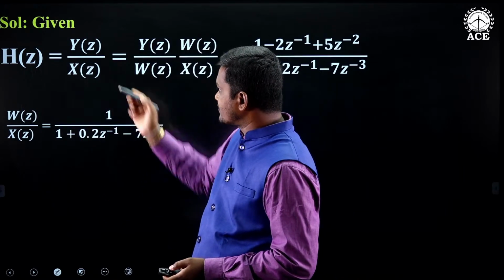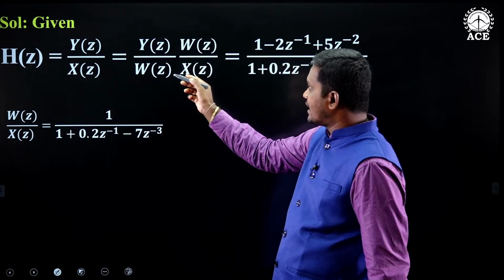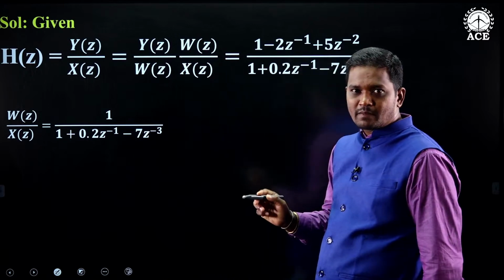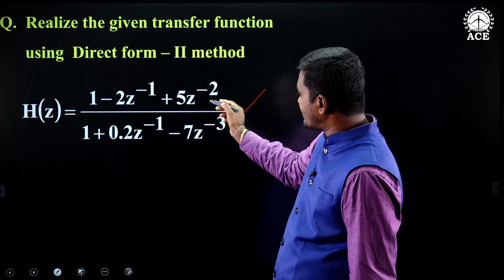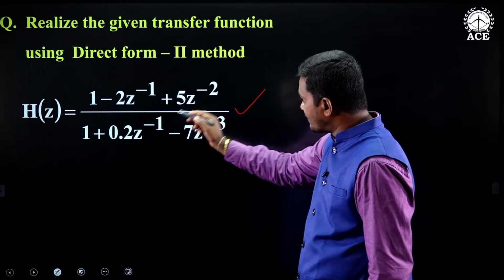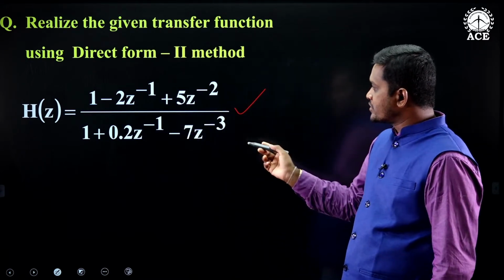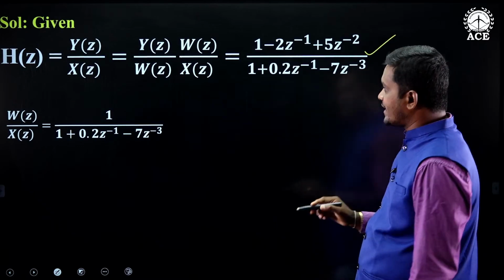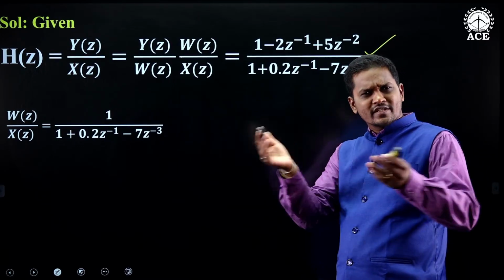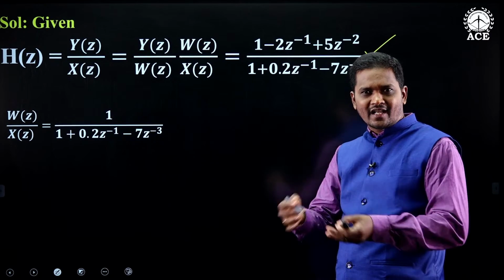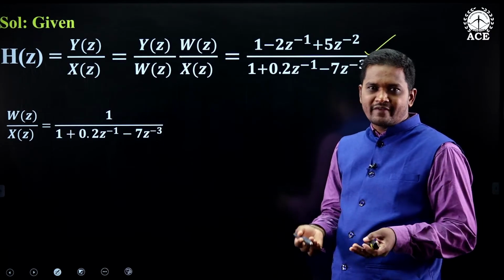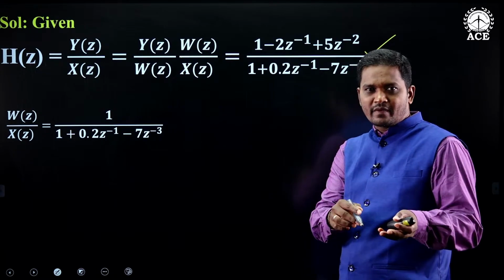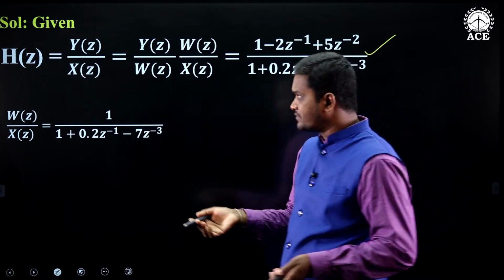H of z, you know, Y of z by X of z equals Y of z by W of z into W of z by X of z, equals 1 minus 2 z inverse plus 5 z power minus 2 by 1 plus 0.2 z inverse minus 7 z power minus 3. Write the same thing. Same procedure, students, no difference at all. But I am solving one more problem, okay? This is also a previous year JN2 question. First problem, difference equation, this is transfer function.